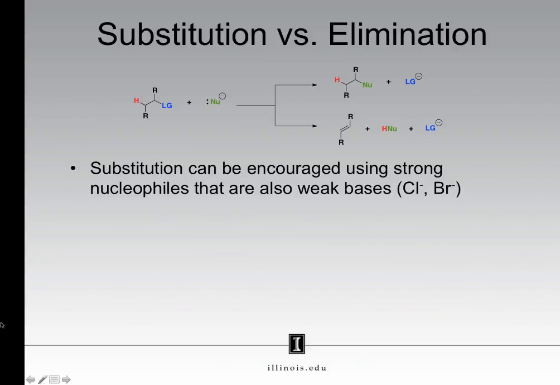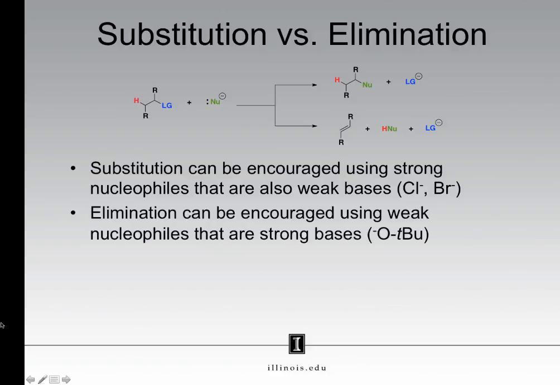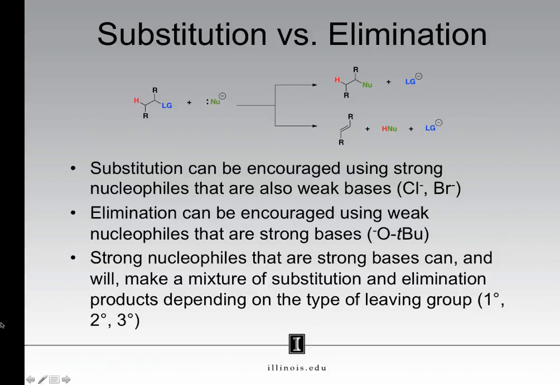For example, substitution reactions can be encouraged using strong nucleophiles that are also weak bases. Examples include the chloride ion and the bromide ion. If we want an elimination reaction to occur, we can encourage that using weak nucleophiles that are strong bases. The tert butoxide ion is an example of this type of base. If we use a strong nucleophile that is also a strong base, we can and will make a mixture of substitution and elimination products, the amount of each depending on the type of leaving group present, whether it is primary, secondary, or tertiary.